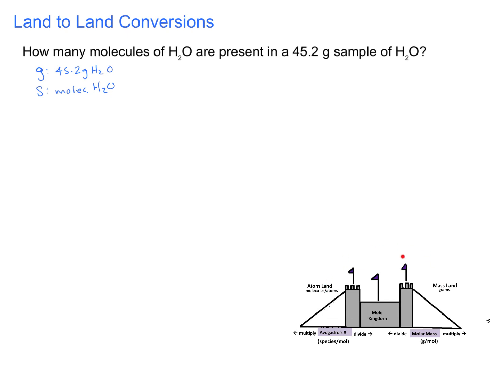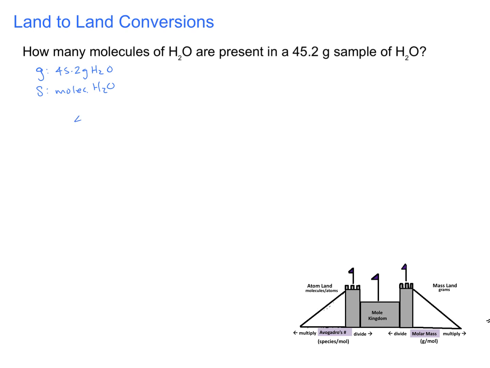Now, there is not a direct conversion between these two, but instead what we're going to do is go from mass land into the mole kingdom, and then go from the mole kingdom into atom land. We're going to be using the molar mass of our water. We're going to divide to get into the kingdom, and then we're going to multiply to get out of the kingdom by Avogadro's number. So we're going to go ahead and set that up.